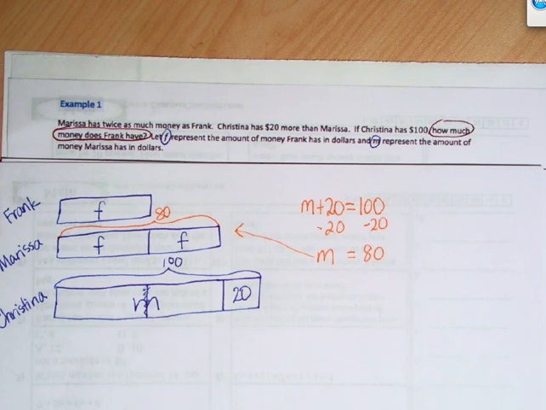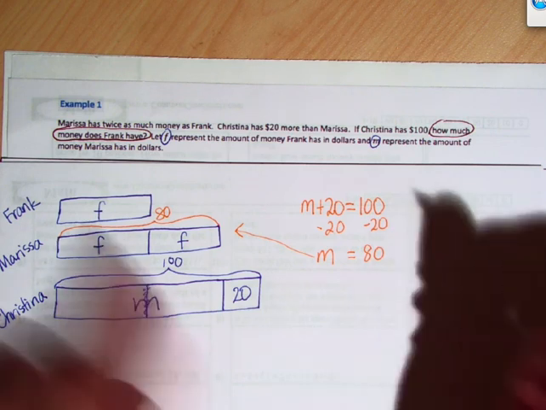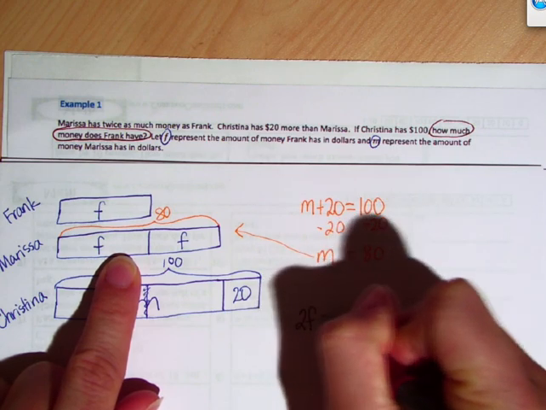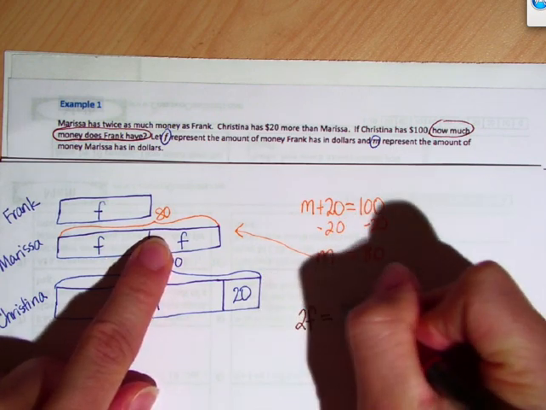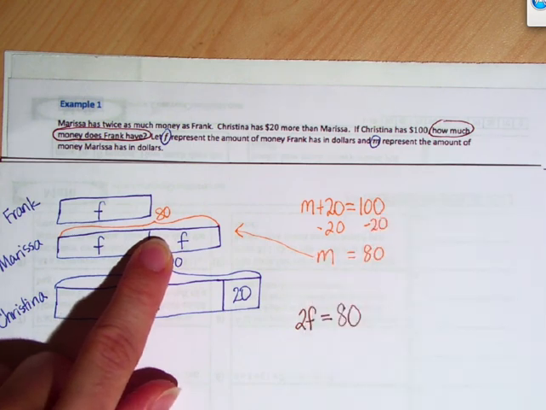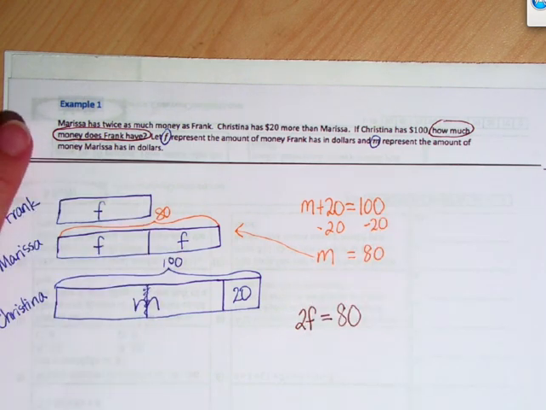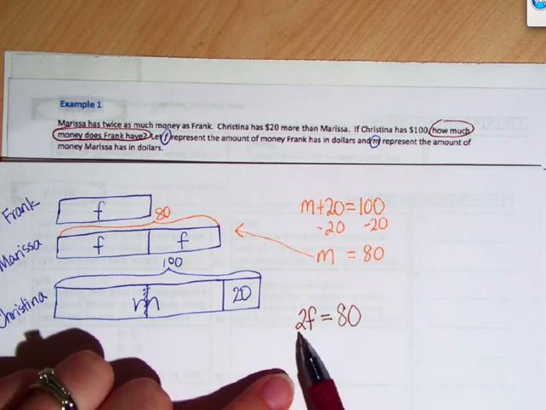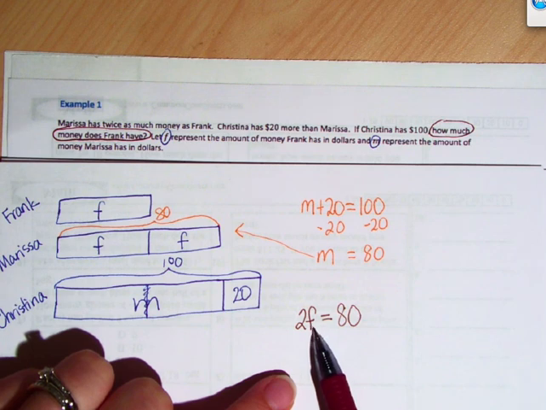All right, let's solve that. We have 2 F's, so 2F equals 80. 2 F's is 80. We're trying to find out how much Frank has. So yes, we figured out Marissa, but we're not done. That was just the first step. It's a 2-step problem. Okay, well, this says 2 times F. If we want to figure out what F is, we need to get rid of the 2. So 2 times F divided by 2 is going to just leave us with F.